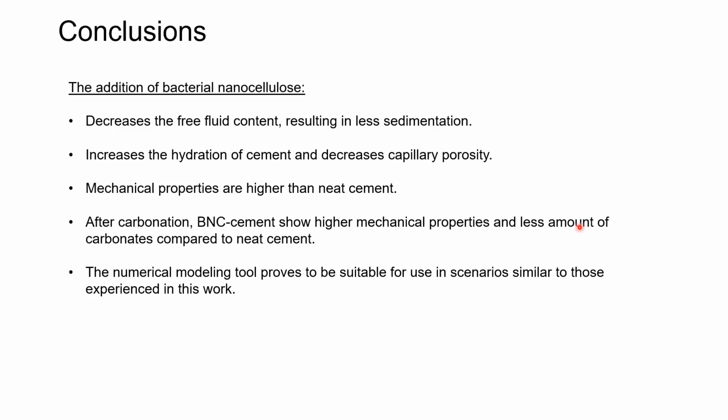After supercritical carbonation, specimens with bacterial nanocellulose show higher values in their mechanical properties compared to net cement in absolute and relative terms. They also show less amount of carbonates either at the core or near the surface exposed to CO2. The chemohydromechanical model proves to be a useful tool for simulating the carbonation process, which can be used to simulate different carbonation scenarios.